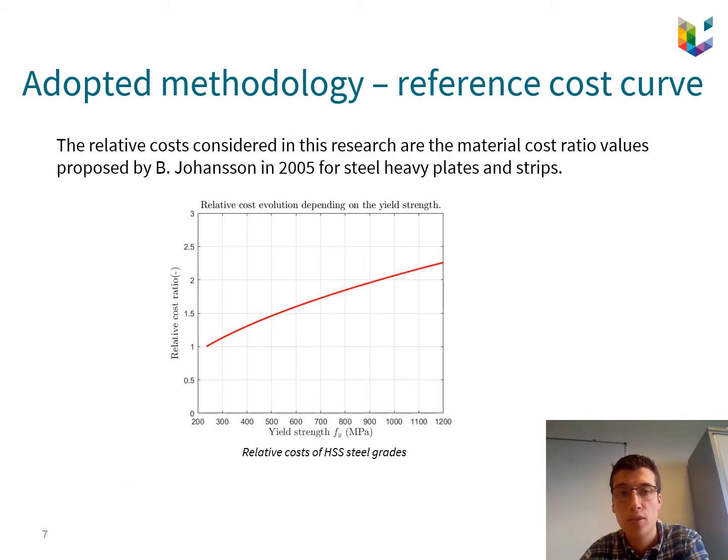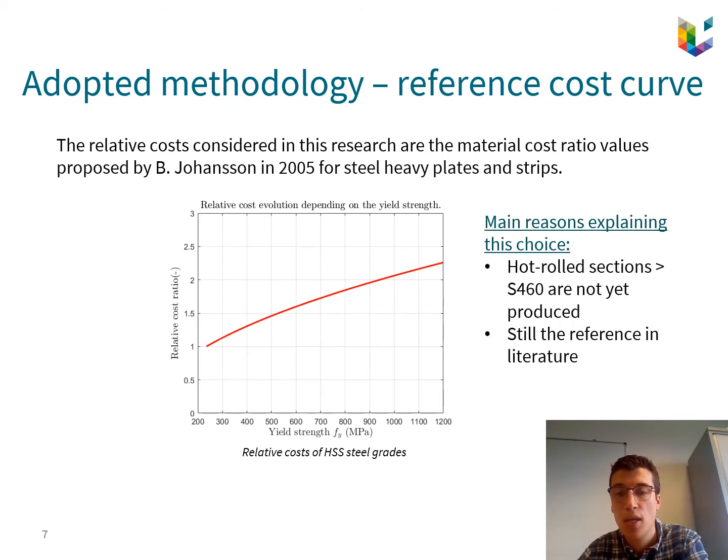The relative costs considered in this research are the material cost ratio values proposed by Professor Johansson in 2005 for steel plates and strips. The main reason explaining this choice is the fact that hot rolled sections higher than S460 are not yet produced in the European steel market, and it seems that this curve is still the reference in the current literature.